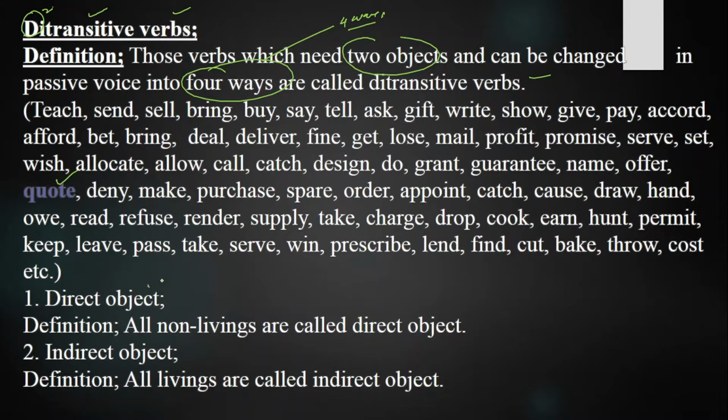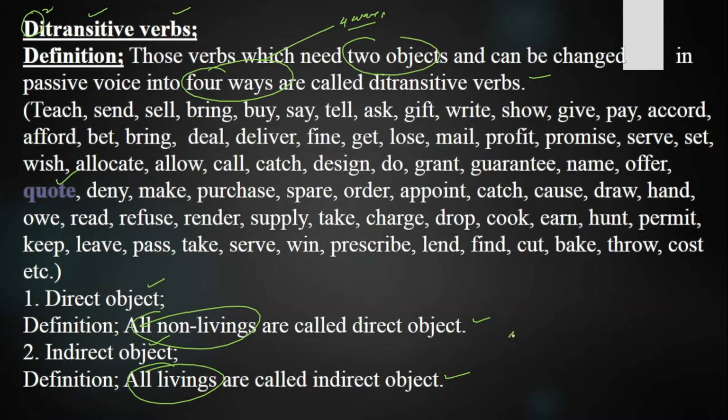Ditransitive verbs need one direct object and one indirect object. Direct object means all non-livings and indirect object means all livings. Whatever non-livings we have, those are known as direct object, and whatever livings we have, those are known as indirect. Why do ditransitive verbs need two objects? If you put only one of the objects, the meaning won't be clear and understandable. So you need to put both objects, then the meaning will be clear and understandable.